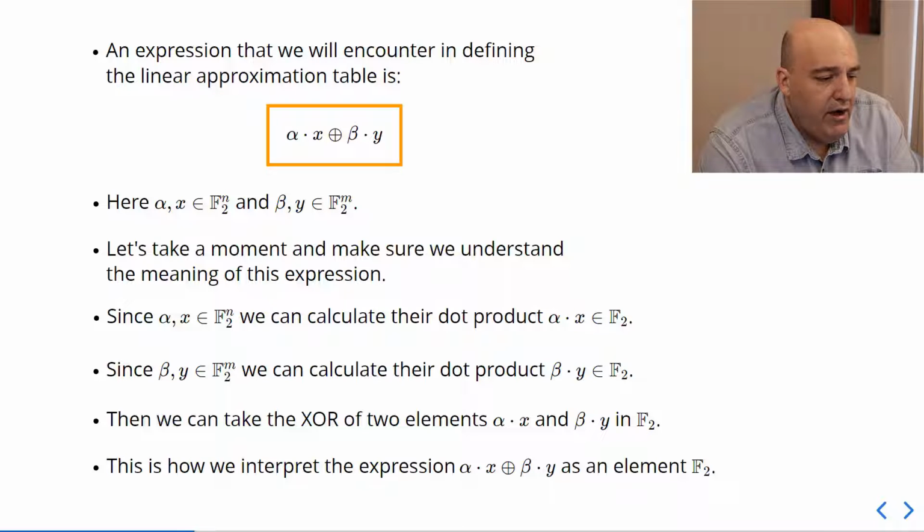When we write alpha dot x, since alpha and x are both sequences of n bits, we can define their dot product, and we get alpha dot x, which is an element of F2. And beta and y are m-bit sequences, so we can calculate their dot product. That's given by beta dot y, and that's in F2 as well. And then we take the two elements of F2, alpha dot x and beta dot y, and we XOR them. And in the end, we get an element of F2. So it's pretty obvious. I just wanted to run through that because this will be a very important expression that we'll see in a second.